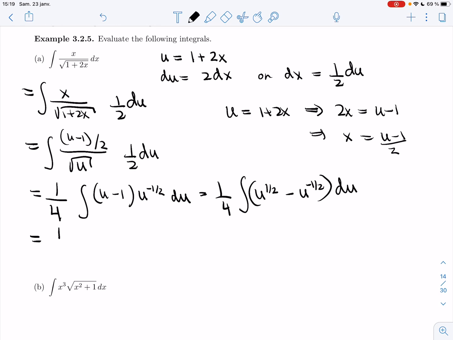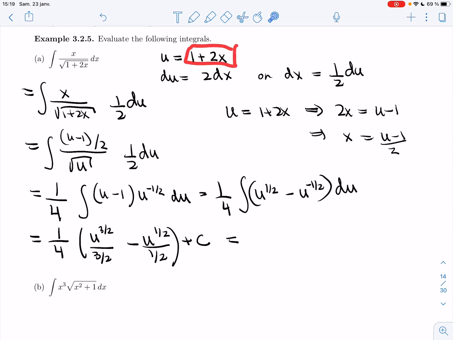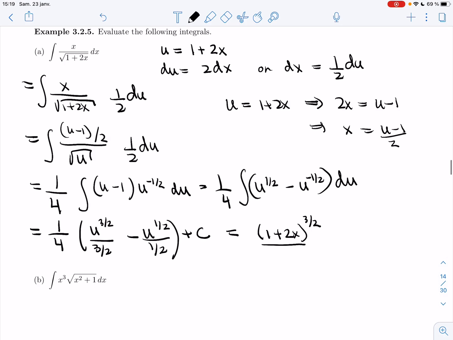And so we get 1 over 4 times u to the 3/2 minus u to the 1/2 plus c. I'm going to multiply the 4 in and replace u by 1 plus 2x. So I get 1 plus 2x to the 3/2 over 6. The 2 cancels one of the 2's from the 4. And then here's root of 1 plus 2x over, one of the 2's gets canceled.